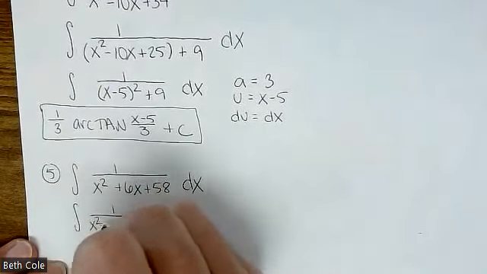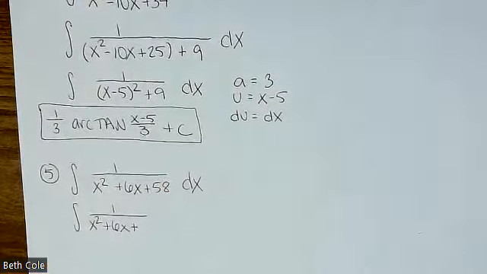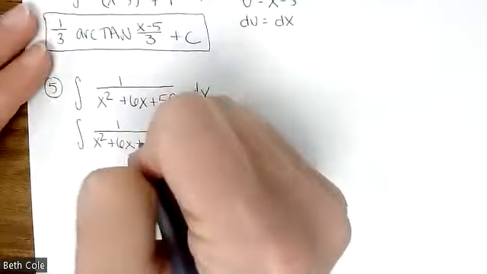So we're gonna do x squared plus 6x, and then what would you need to add on?